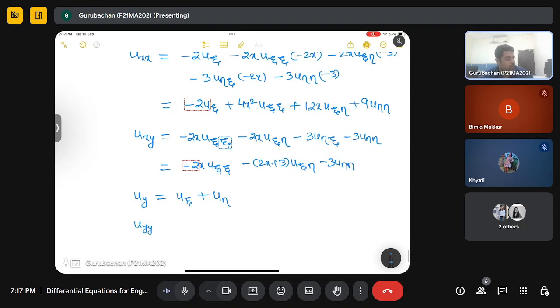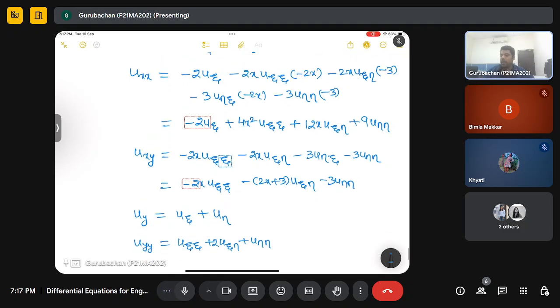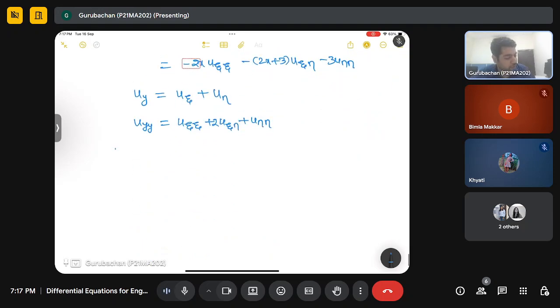So u_yy will be simply u_xi xi with respect to y, u_xi eta and u_eta xi will be 2 times u_xi eta plus u_eta eta. Okay, we got these values of u_xx, u_yy, and u_xy, and our original equation was in terms of these u_xx and u_yy. So let me first write the original equation: u_xx plus (2x plus 3) u_xy plus 6x u_yy equal to 0.